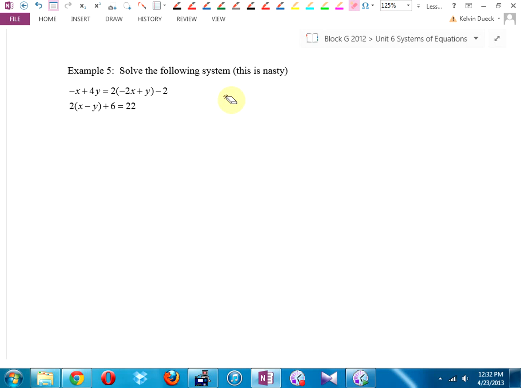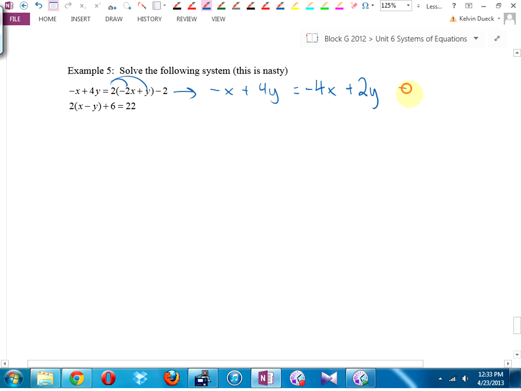Absolutely. So, let's see, it's going to be a negative x plus 4y. There's no brackets on that side, but it's going to be dunk, dunk, negative 4x plus 2y minus 2.